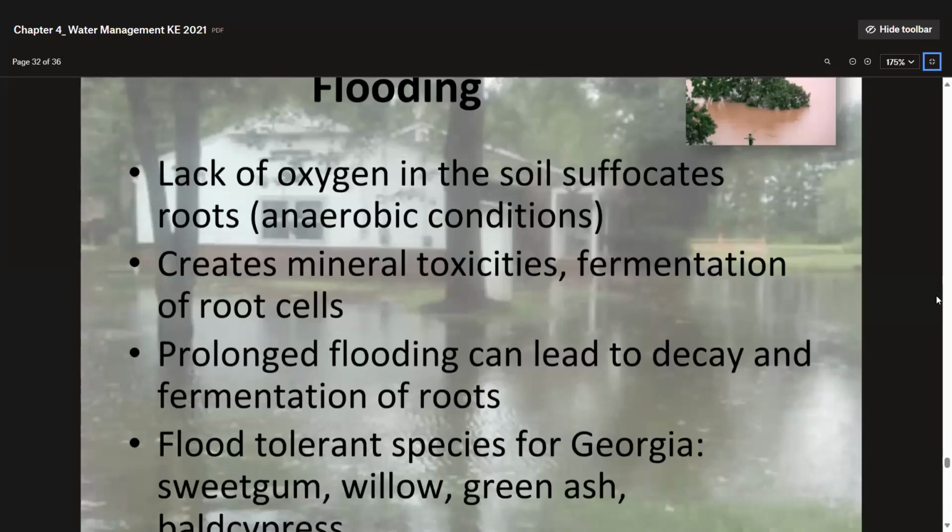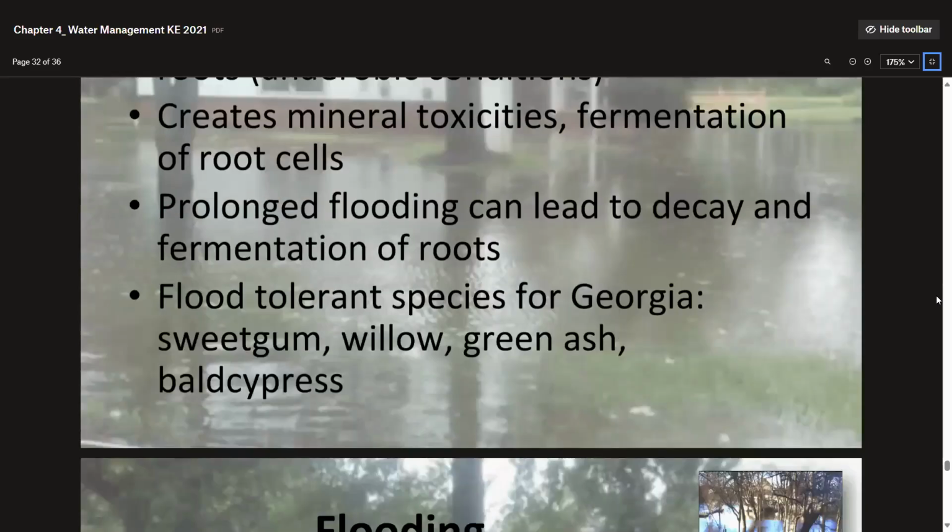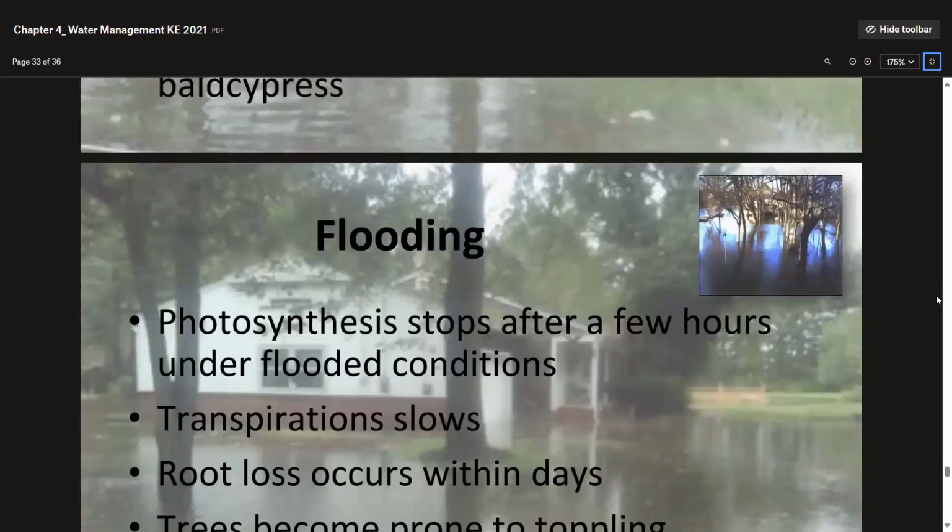Flooding, lack of oxygen in the soil suffocates those roots and creates anaerobic conditions. It creates mineral toxicities, fermentation of the root cells. Fermentation is great for beer, bad for trees. Okay. Prolonged flooding can lead to decay and fermentation of those roots. Flood tolerant species for our Georgia area are sweet gum, willow, green ash, and of course, bald cypress. They all can tolerate flooding better than others, right?